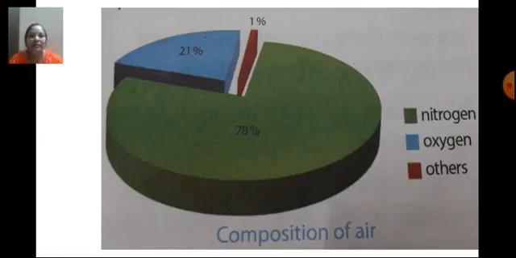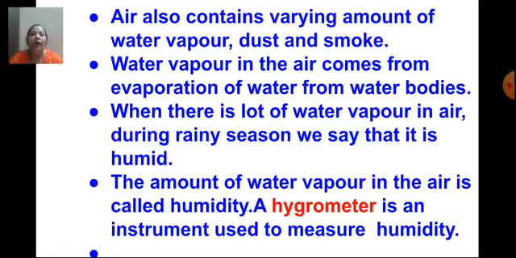Now, as we have discussed the composition of air, this is the diagram showing the composition of air and the percentage of various gases as they are present in the air. Again children, nitrogen 78%, oxygen 21% and others 1%. So this is the picture showing the composition of air. Air also contains varying amounts of water vapor, dust and smoke.